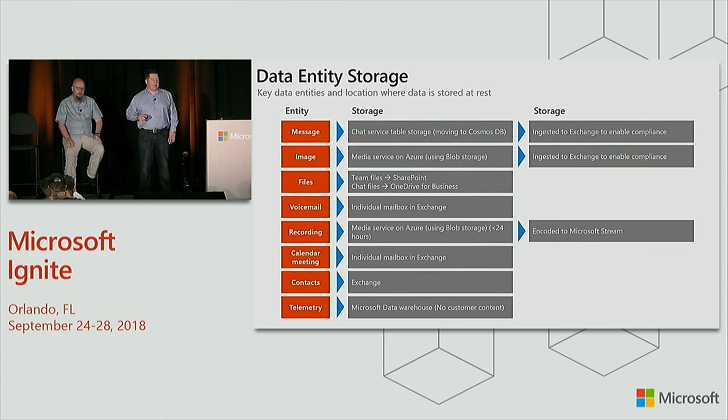So this is a little bit more comprehensive view of the data entities. We talked about messages and images and files. We also have voicemail. The voicemail is physically stored in your Exchange mailbox. We have meeting recordings, which is a new capability that's come out. What happens is it's physically stored initially in that same media store that I mentioned we use for images, and then we encode the recording and store it in Microsoft Stream for consumption, and then that recording is ultimately purged from the media store within less than 24 hours. And then calendar is using Exchange, as you'd imagine, and contacts is using Exchange as well.